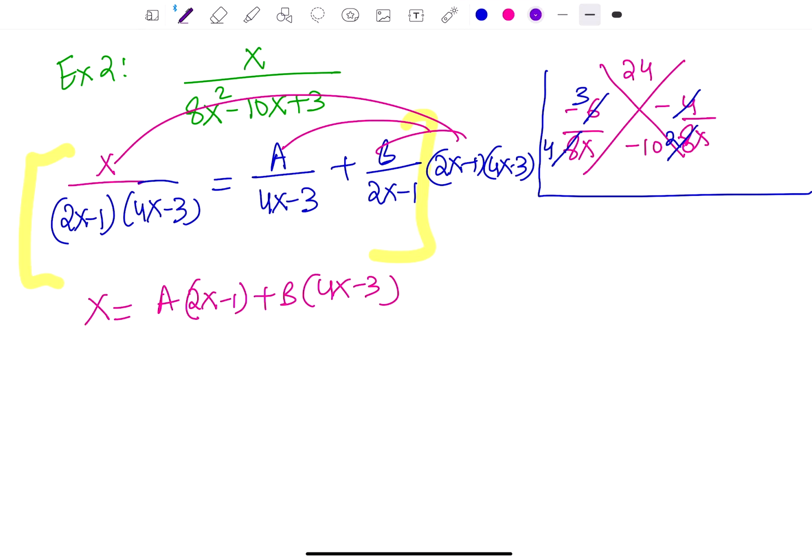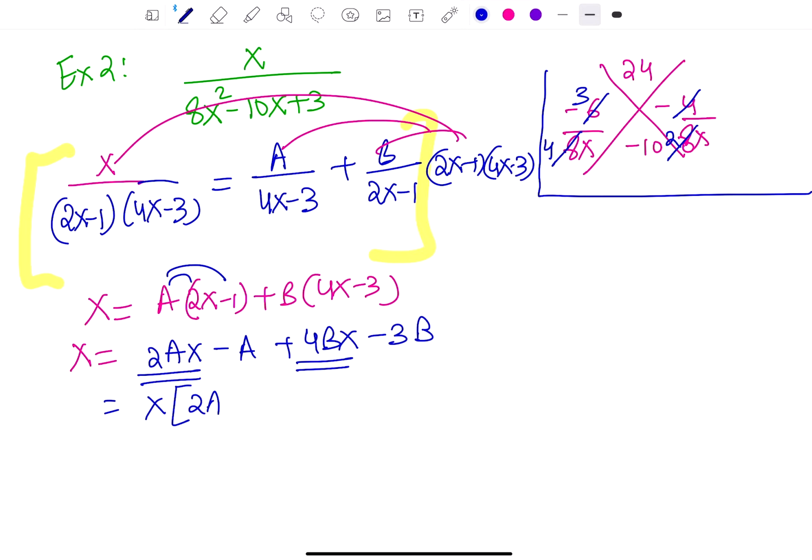Okay, now we can do clever substitution if that's easier, or I would like to show you another method, which is distributing and getting the like coefficients or like terms together. So if you were to do that, that would be 2Ax minus A plus 4Bx minus 3B. Let's combine the coefficients of x here, which is going to be 2A plus 4B, and minus A plus 3B. I factored a negative 1 out.